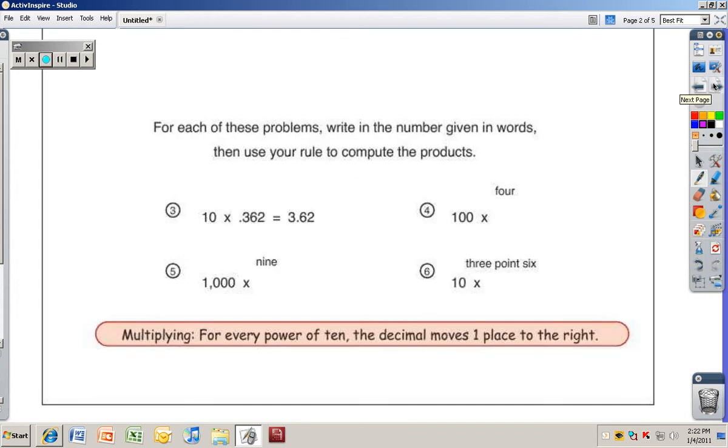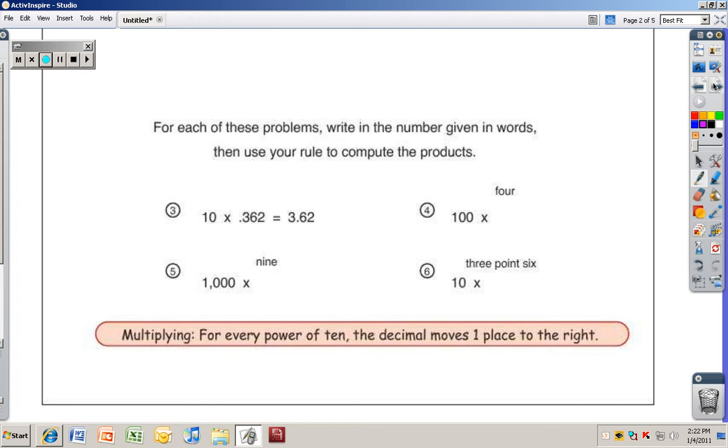Now, let's see if you can write the numbers. Go ahead and at home, pause the video, do problems 3 through 6, and then turn it back on, and we'll show you what the answers are. Kaylee, you want to try these? Wait, so it's not one? Yeah, you're going to use the shortcut.